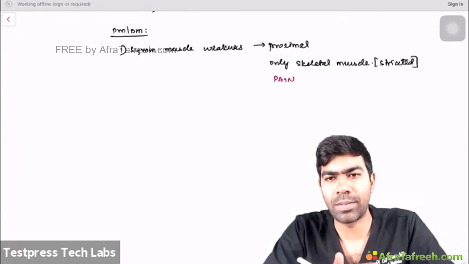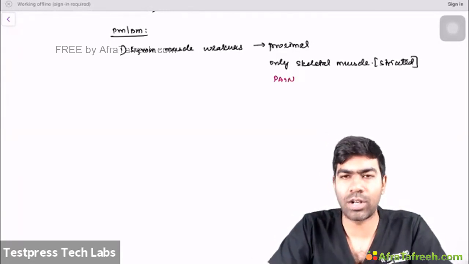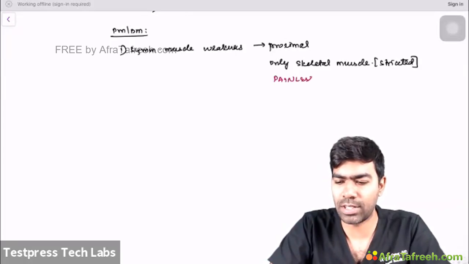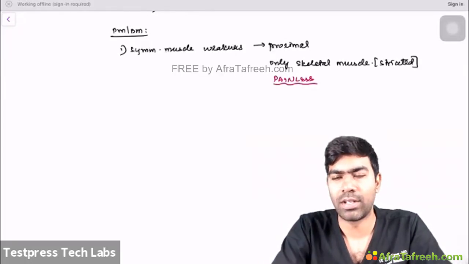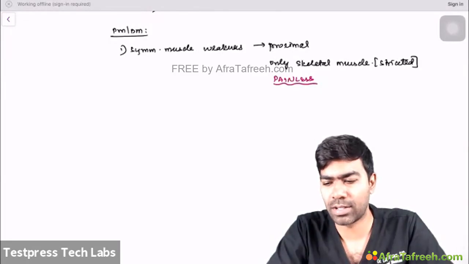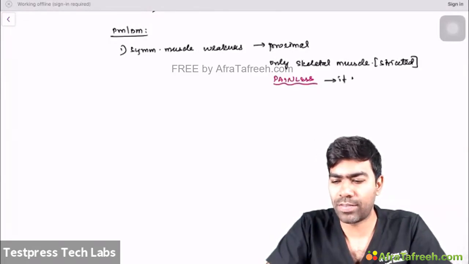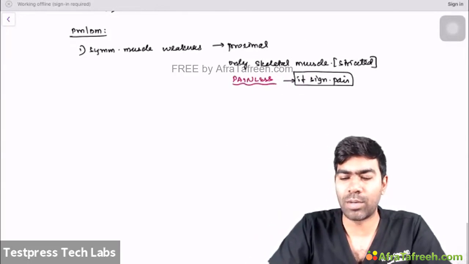Yeah, everyone is saying pain is there, but pain is not a very important feature. Actually, these disorders will be painless. They will not have significant pain and tenderness. Suppose there is significant pain, in this setting you need to think about alternative possibilities.